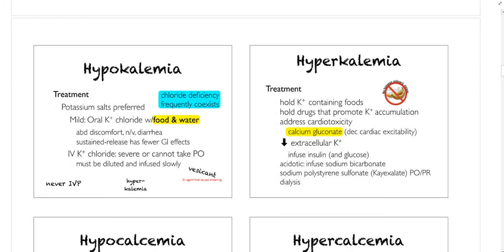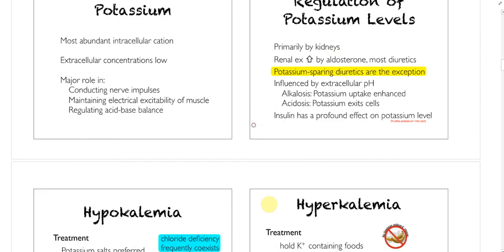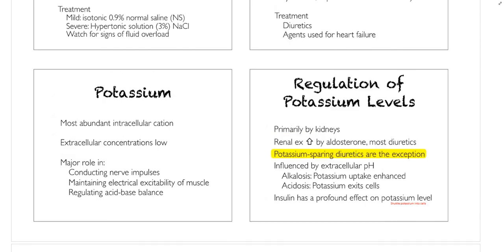I had something on there. Where was... Okay, so I had to look through a little bit. So there is some impact of potassium on acid-base balance. I'm trying to remember exactly what it was.